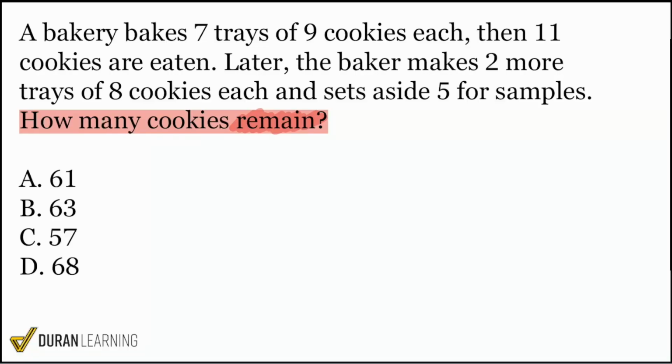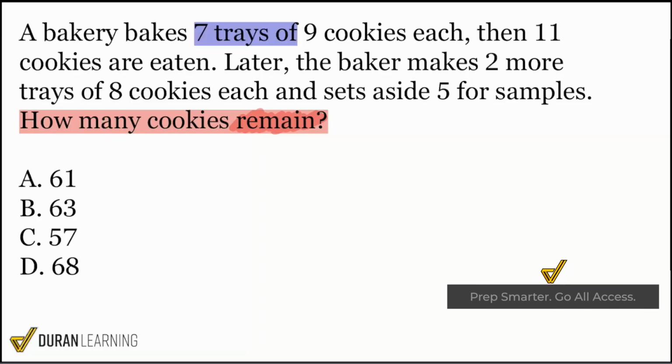And when we take a look at the story here, let's take note of everything that's going on. I see here that it says, a bakery bakes 7 trays of 9 cookies each. Then 11 cookies are eaten. So let's first pause real quick and think about it. If we have 7 trays of 9 cookies each, so 9 cookies per tray, how are we going to get the total number of cookies in all 7 of the trays? Yeah, that's going to be multiplication all the way.